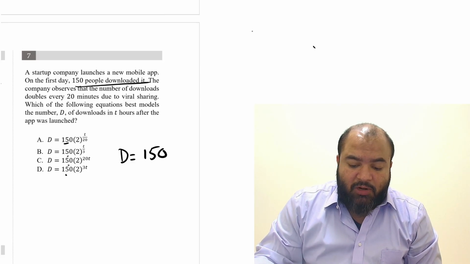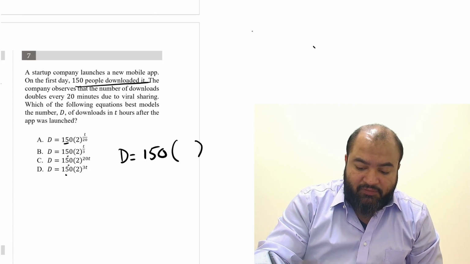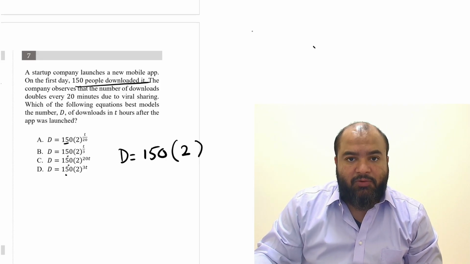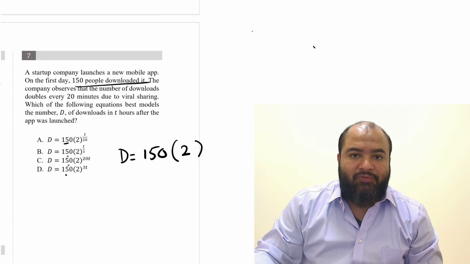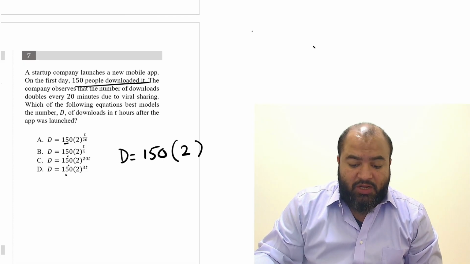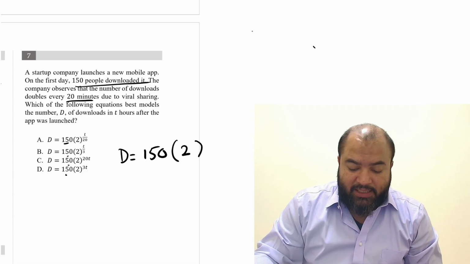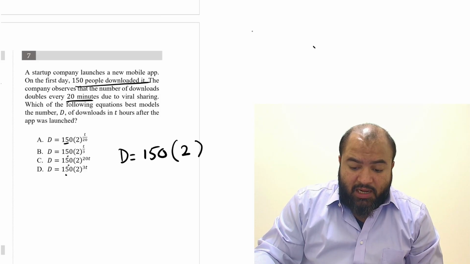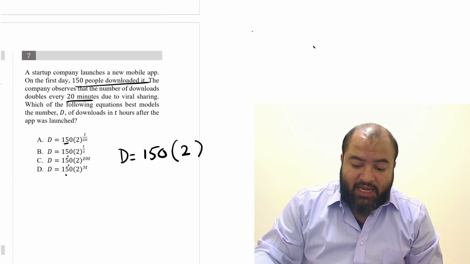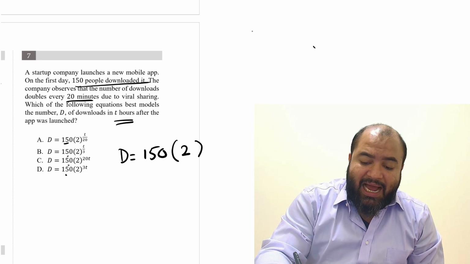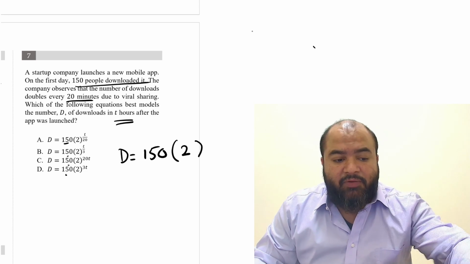doubles every 20 minutes. So doubles means the factor, the increase of factor is 2. Doubles means 2. If it would be triples, I would have put 3. If it would be quadruple, I would have put 4. So doubles every 20 minutes. Now, first of all, you have to see what does T stand for. Which of the following equations best models the number D of downloads in T hours? T is the number of hours.